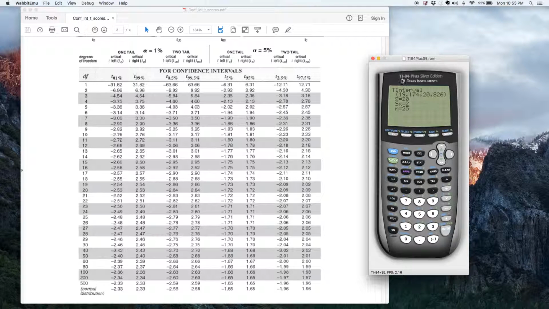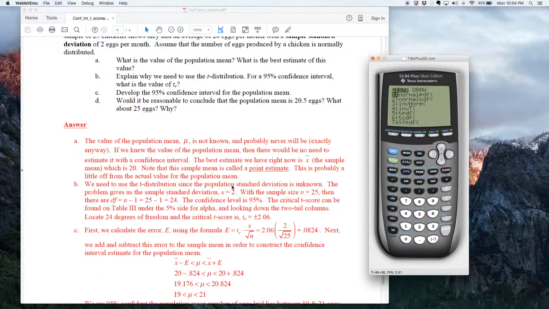Now, if you have an old-fashioned TI-83, unfortunately, when you go second vars, you're not going to have that INV-T option. You'll only have INV-norm. So, these 2 features, INV-norm and INV-T, will get you all your critical z-scores and your critical t-scores if you don't feel like using tables. But it's not a big deal. Pulling out this table is not the end of the world. All right, so let's see what else I got here.